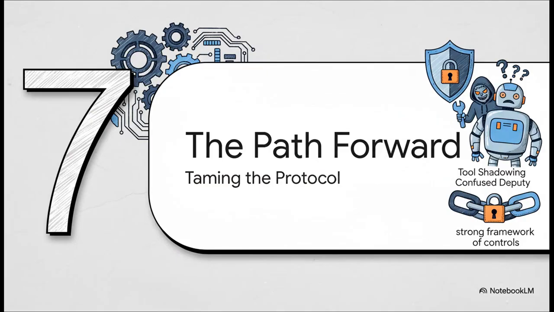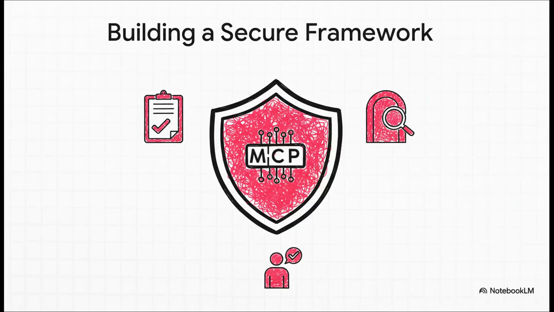So what do we do? With all these scary new threats, is the whole idea just too dangerous? Not at all. The path forward isn't to get rid of MCP, but to tame it. Big companies are quickly realizing they can't just use the pure protocol. They have to wrap it, very carefully, in multiple layers of security and control. This means building what's basically a secure cage around the protocol.